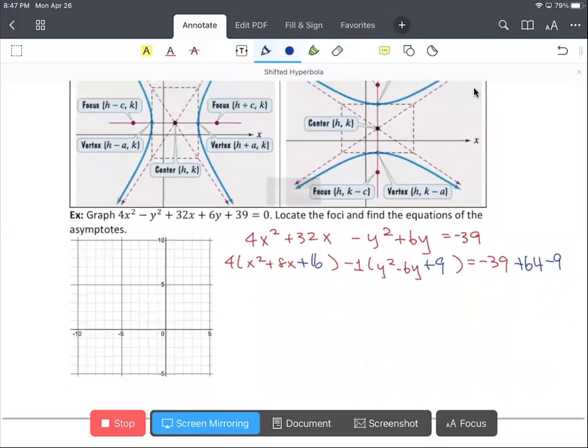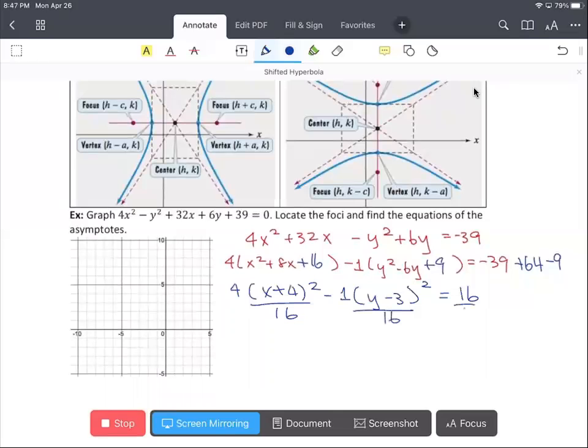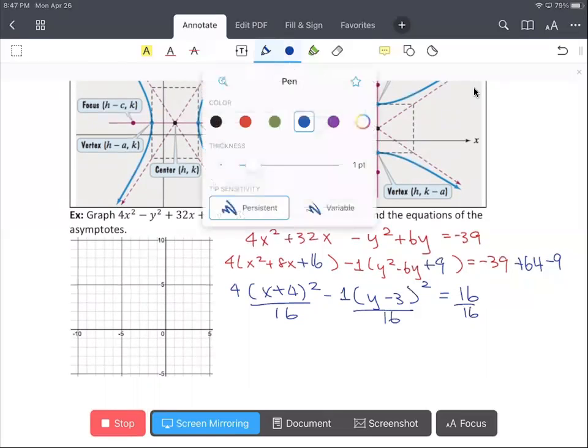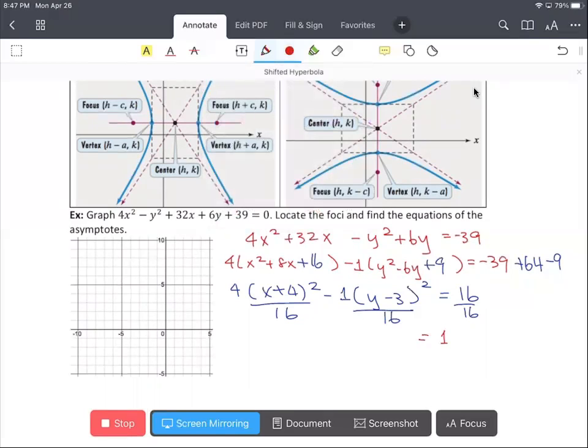Now we can complete the square. Half of b is 4, so I'm going to put x plus 4. Half of negative 6 gives us y minus 3. And then on the right-hand side, when we combine those constant terms, we have 16. We have to divide each term by 16, so we can make one side equal to 1. So we have (x plus 4) squared over 4 minus (y minus 3) squared over 16.